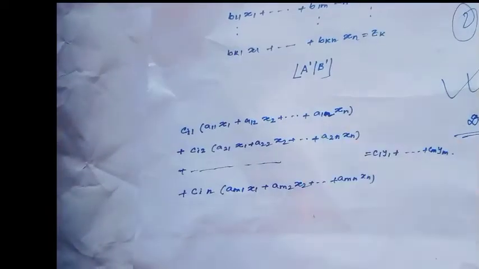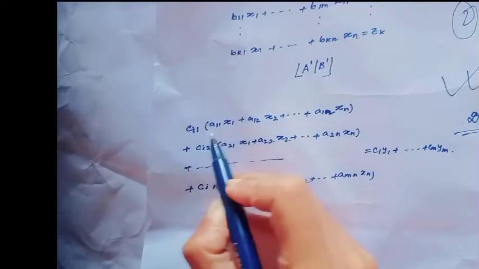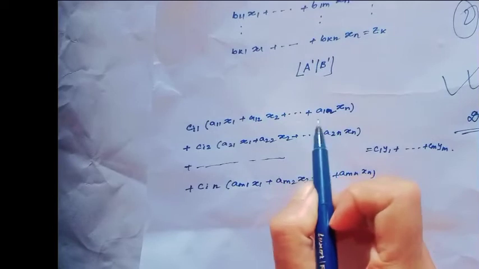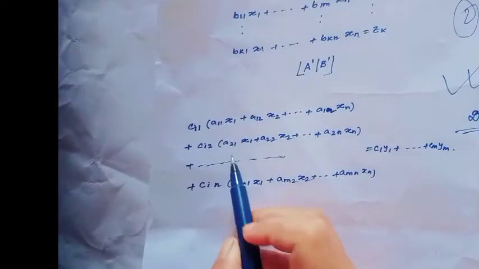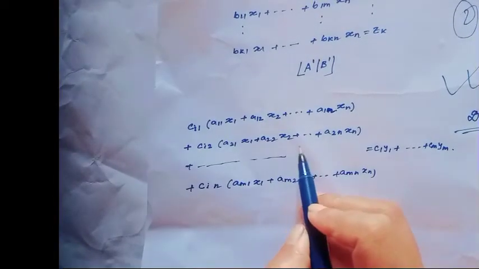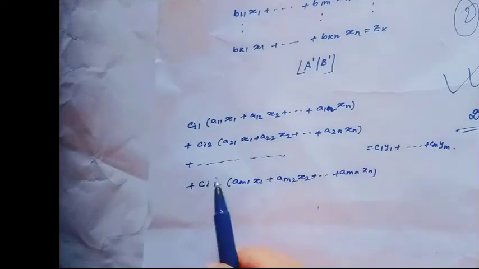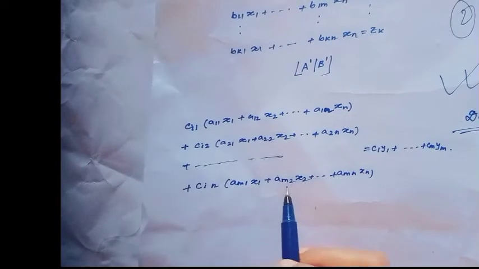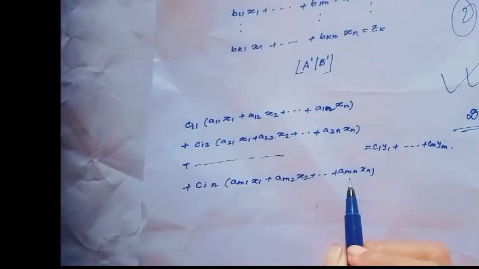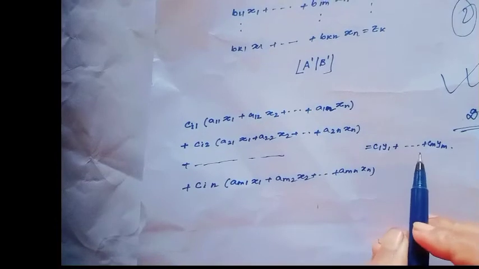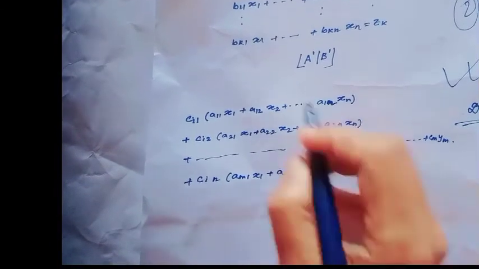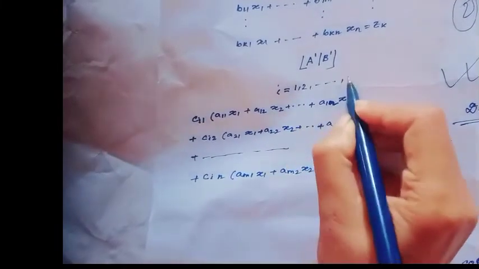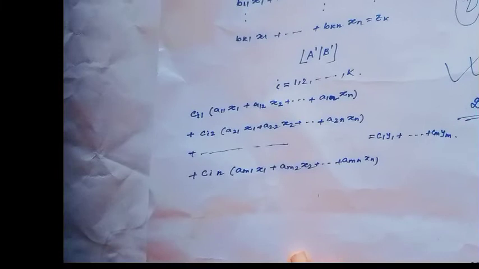Actually this matrix would be such type: Ci1 times (A11 x1 plus A12 x2 up to A1n xn) plus Ci2 times (A21 x1 plus A22 x2 up to A2n xn), continuing plus Cim times (AM1 x1 plus AM2 x2 up to AMN xn), equal to C1 y1 plus up to CM ym, where obviously i equals 1 up to k. Have you understood this concept?